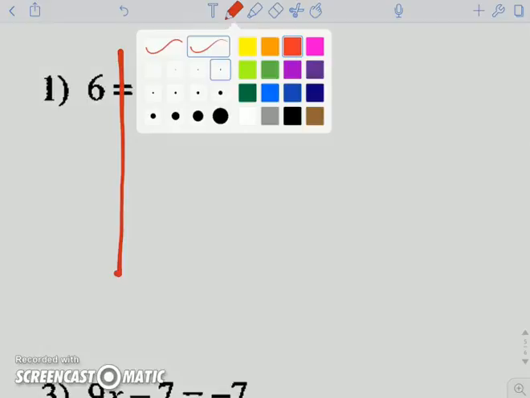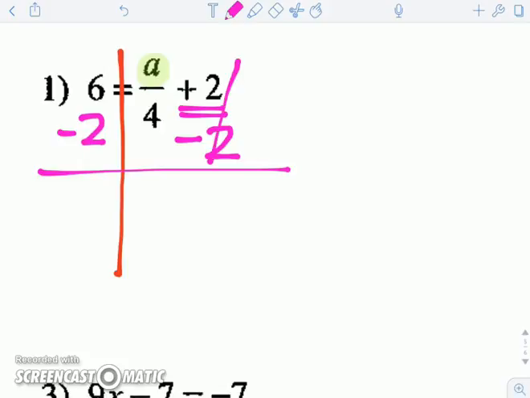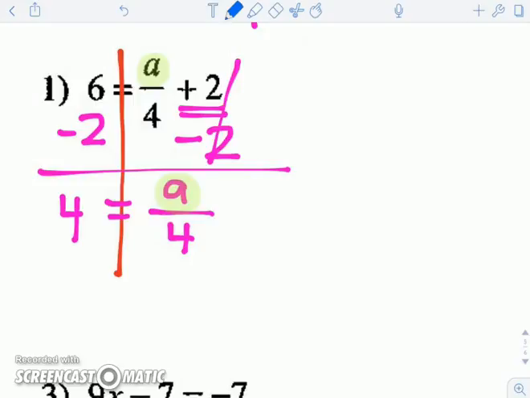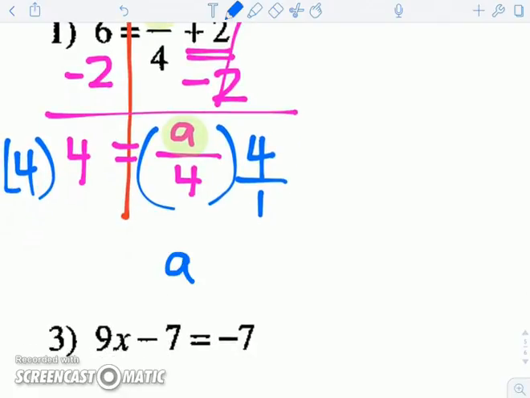So the first thing I want to do is get rid of this 2 right here. Since I was adding the 2, I'm going to subtract the 2 on both sides. That's my inverse operation. And what happens here is the 2's cancel out. So I have a divided by 4 is equal to 6 minus 2 leaves me with 4. Still trying to isolate this variable. So right now I'm dividing by 4, so I'm going to multiply by 4 on both sides to keep everything balanced, and I end up with a is equal to 16.